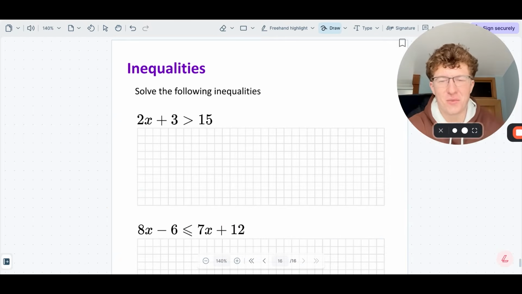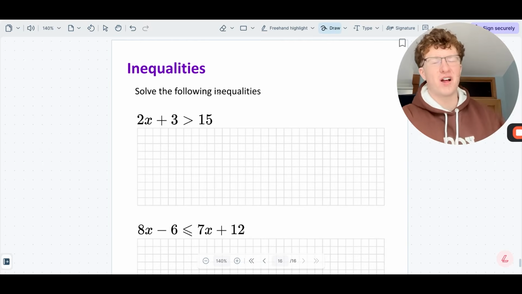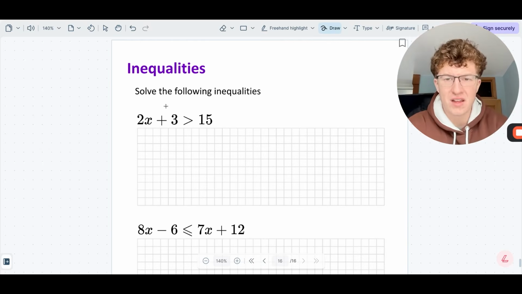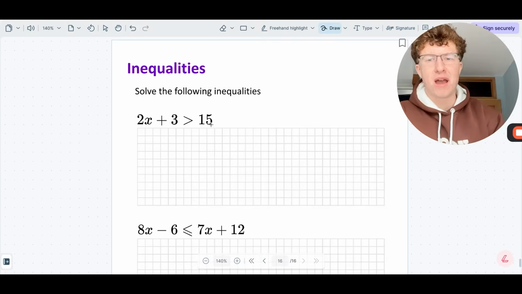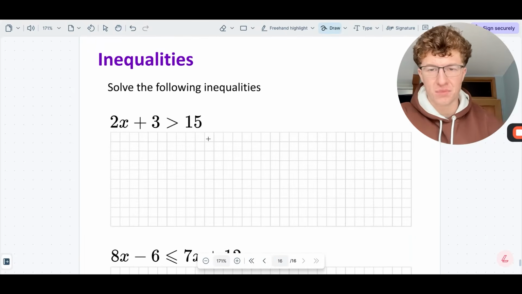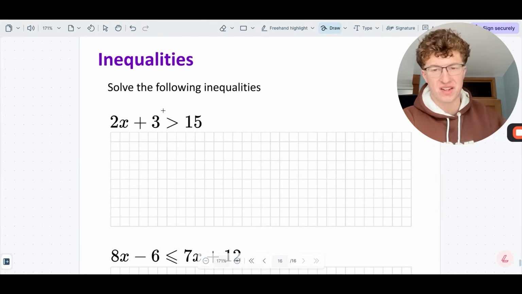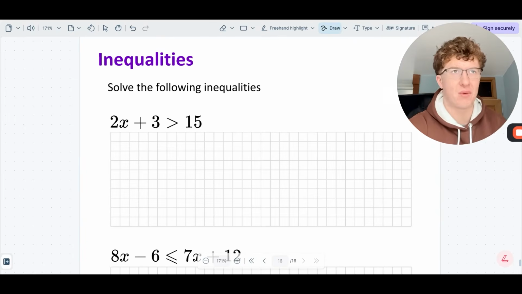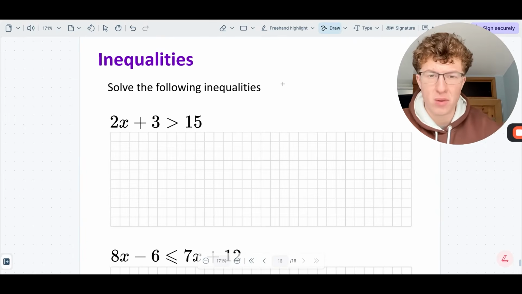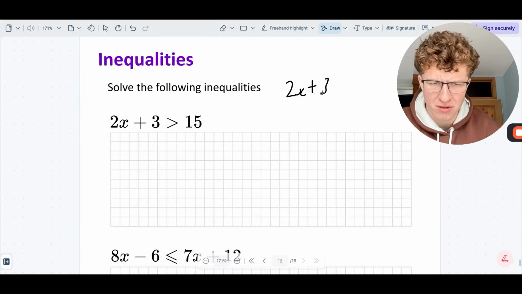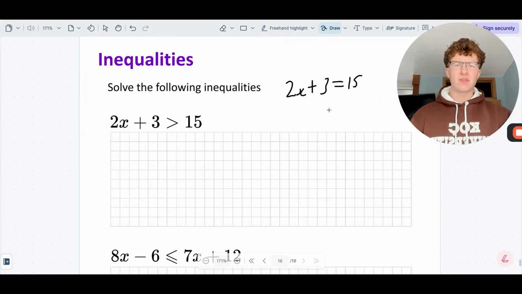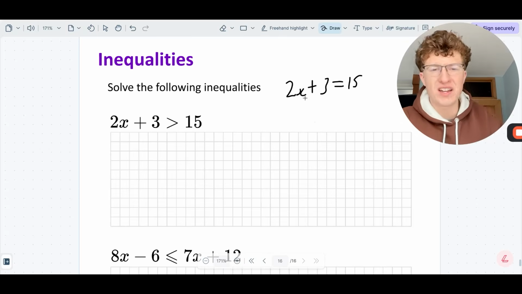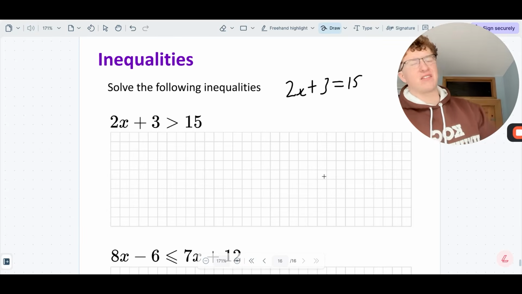Last set of questions here, we have inequalities. We have to solve the following for x. Easiest way to do this is just imagine the inequality. So like here we have a greater than sign. Just treat that as an equals sign. We can do the exact same things as we can with an equals sign. So imagine we had 2x plus 3 was equal to 15. We know we want to isolate x, so we'd have to minus 3 from both sides and then divide by 2 to get x on its own.